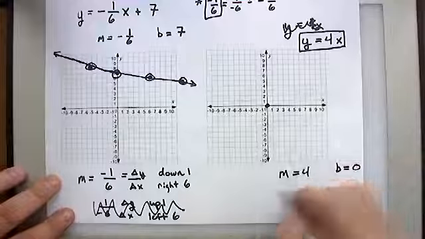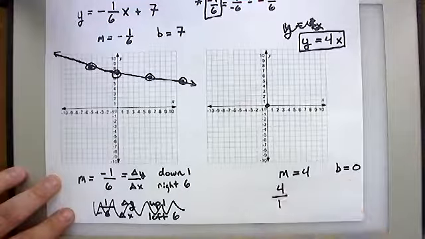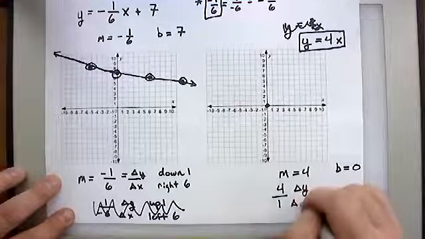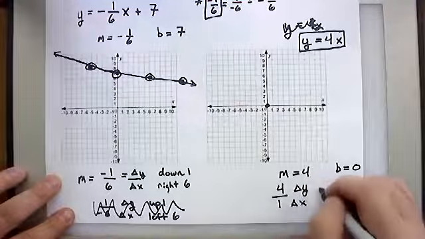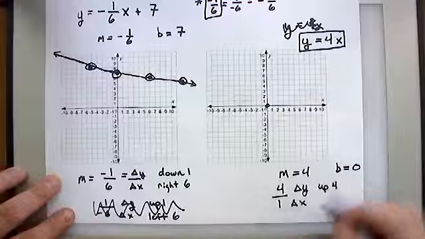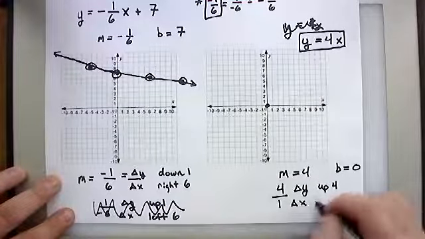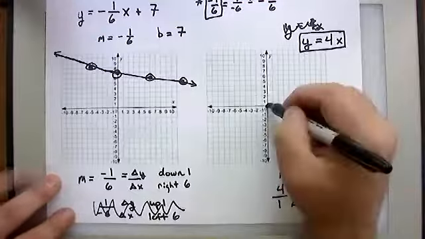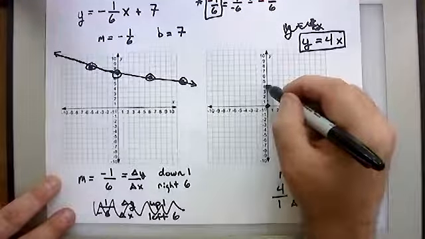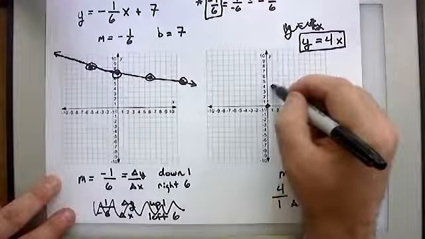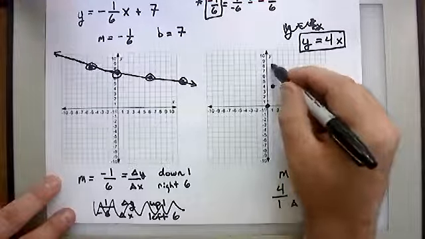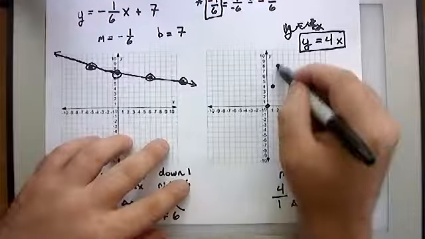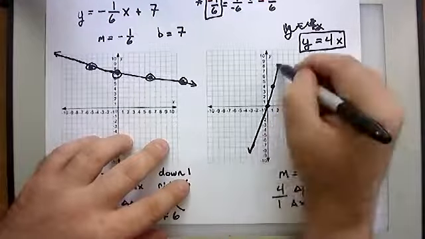So our m being 4, we can think about that as 4 over 1. So our change in y over change in x: the change in y is 4, so that would be up 4. The change in x is +1, so that would be right 1. So we're going to go up 1, 2, 3, 4, and at the same time, right 1. Up 1, 2, 3, 4, and right 1. And that should be our line, nice and clean like that.